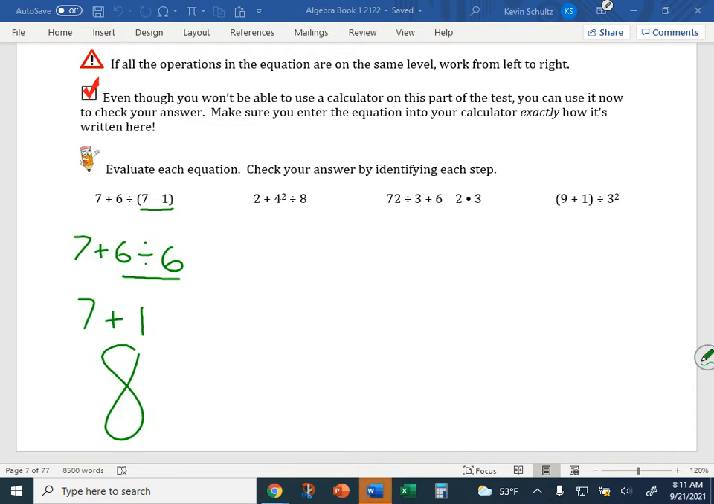Let's look at the second one. What are we doing first here? Raise your hand if you can tell me. Claire. 4 squared. You're going to underline that. And 4 squared equals 16. Thank you for not saying 8.